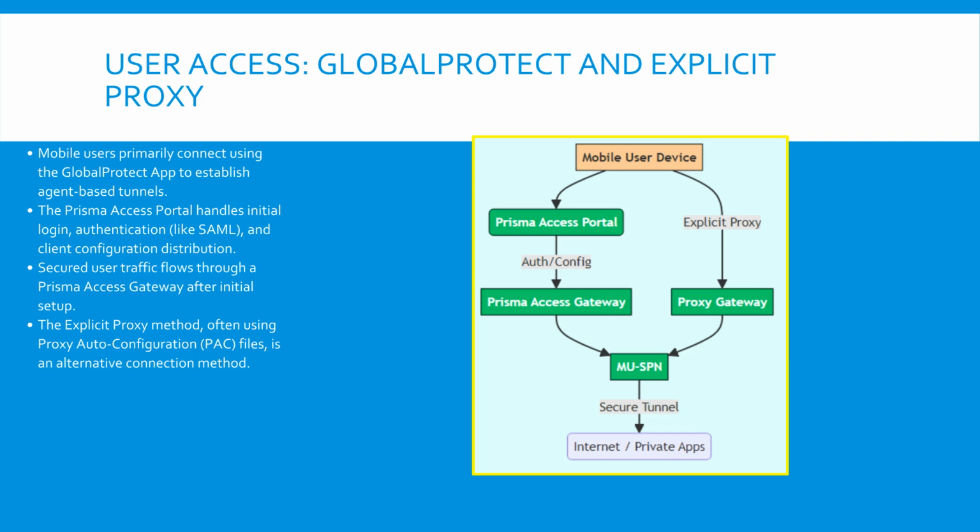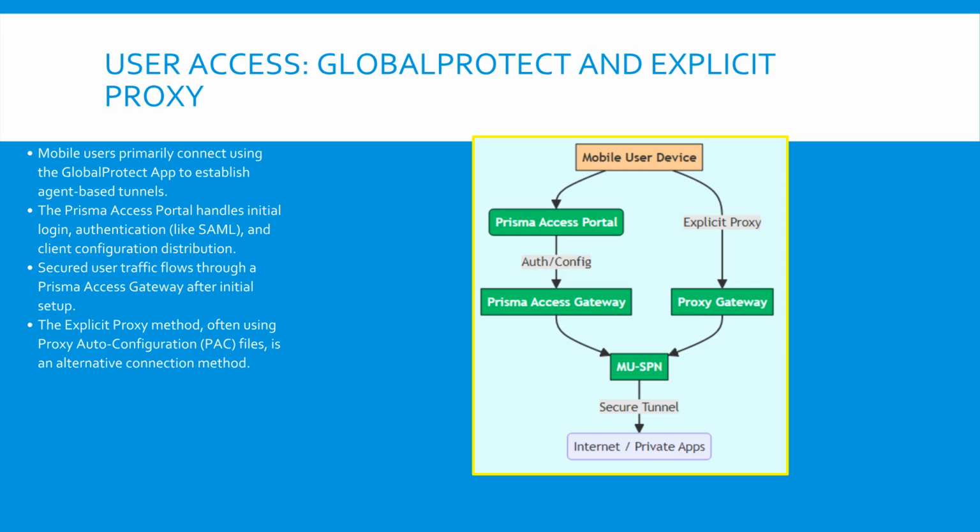What did we learn? We learned that mobile users connect using portals for initial setup and gateways for active traffic flow, sometimes via explicit proxy. The important point is that all remote user traffic must pass through a Prisma Access component, gateway/proxy, for inspection by an MU SPN. This diagram illustrates the secure user access flow.